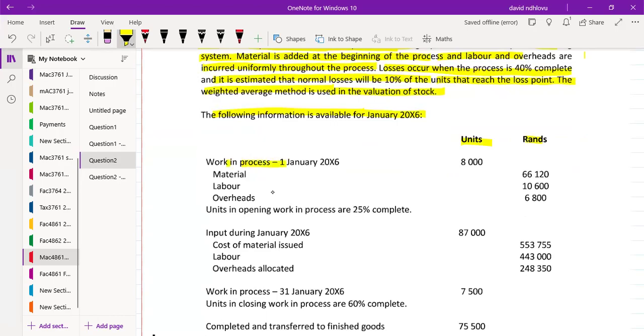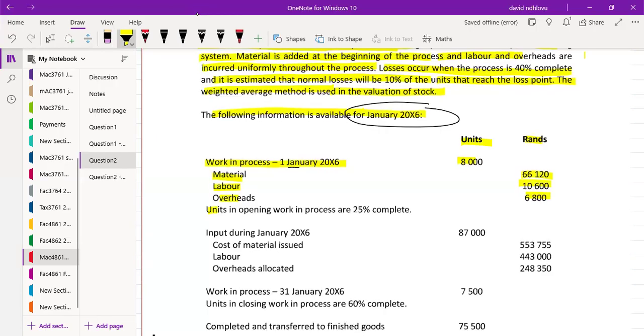So we have got work in progress on 1 January. Remember, this is the information for January. So 1 January is the beginning of the year, so these are opening figures. In terms of material, labor, and overtime, we're given the values, but there were 8,000 units on hand.